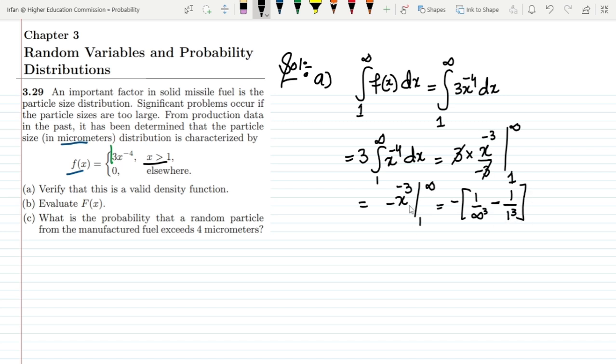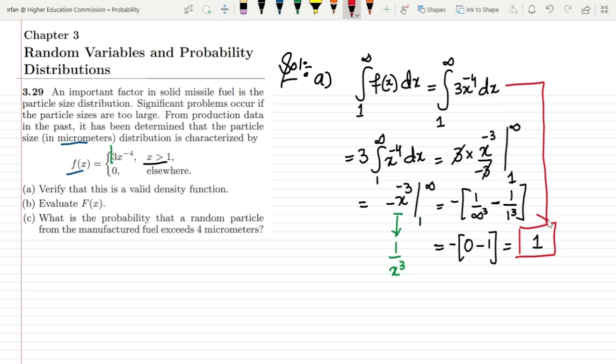Why is it? Because here this x^-3 can also be written as 1 over x cubed, so it can also be written like this. Now solving it, this 1 over infinity is 0, and this 1 over 1 is 1. So ultimately from here I will get 1, which means that this is a valid density function, and from it we have found out that this integral is equal to 1.